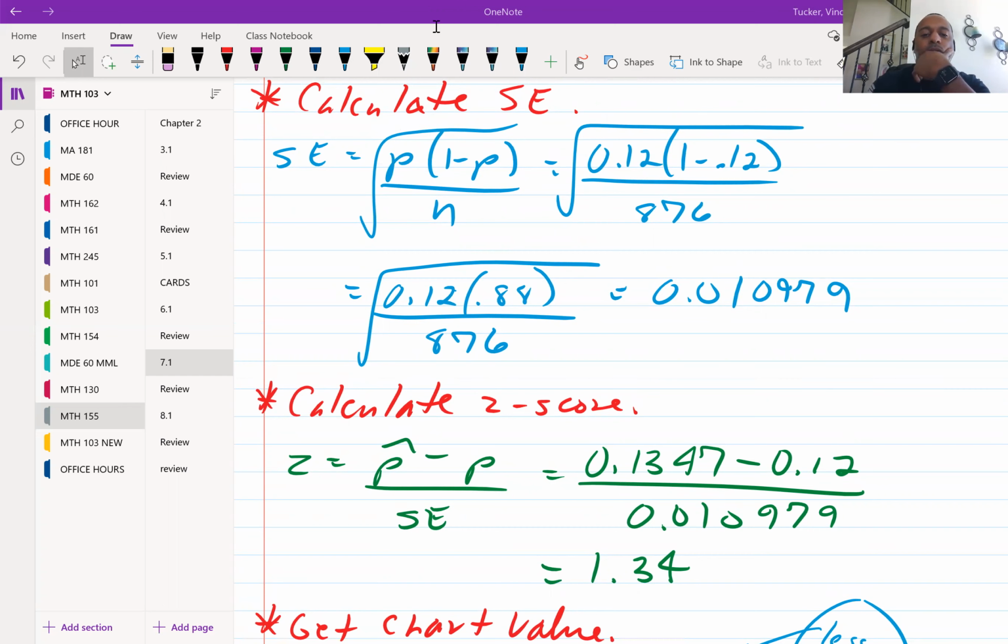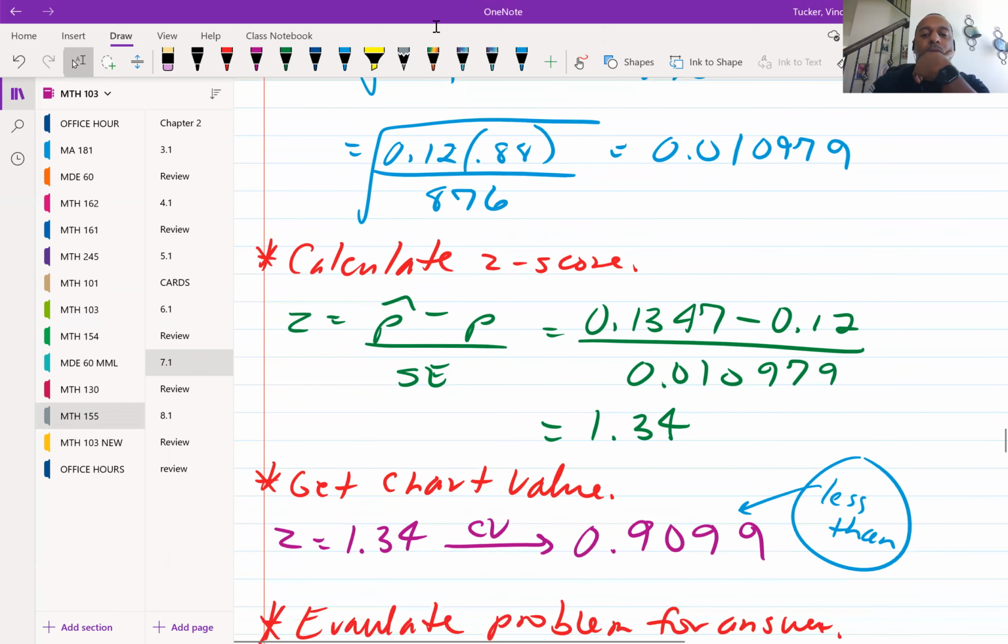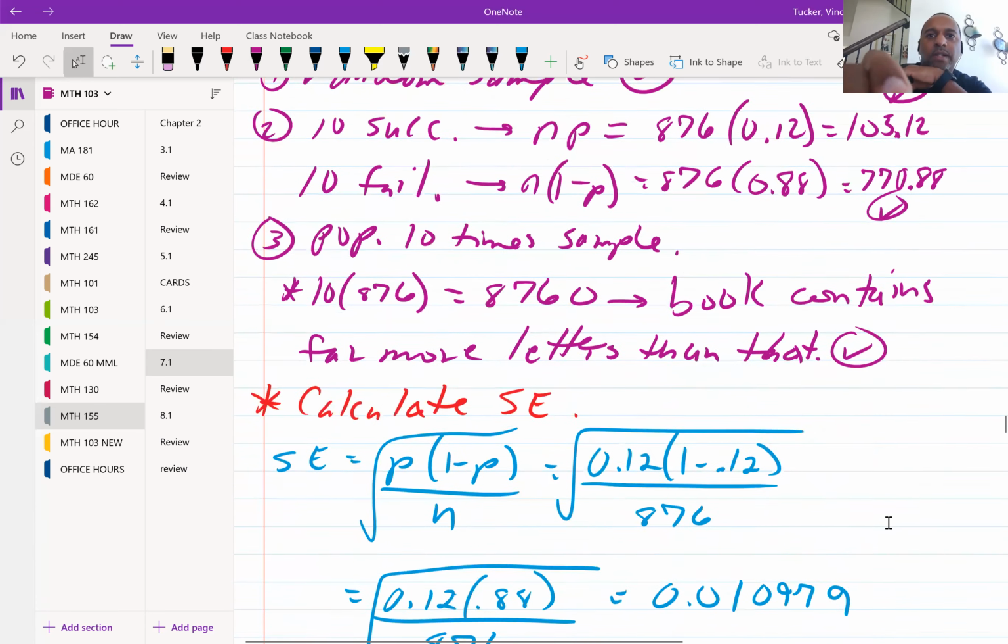All right, so go to the chart, get our chart value. End up having 0.9099. All right, let's see what we're looking for. Go back up, greater than, right?